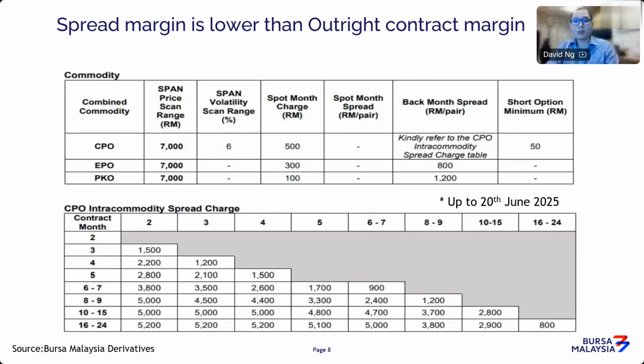Okay, so this is a sample of a spread margin. You look at it, I think the outright margin is usually about 7,000. This probably could change in recent weeks because of the volatility of the market. So again, do engage with any of your brokers for the latest margin list.